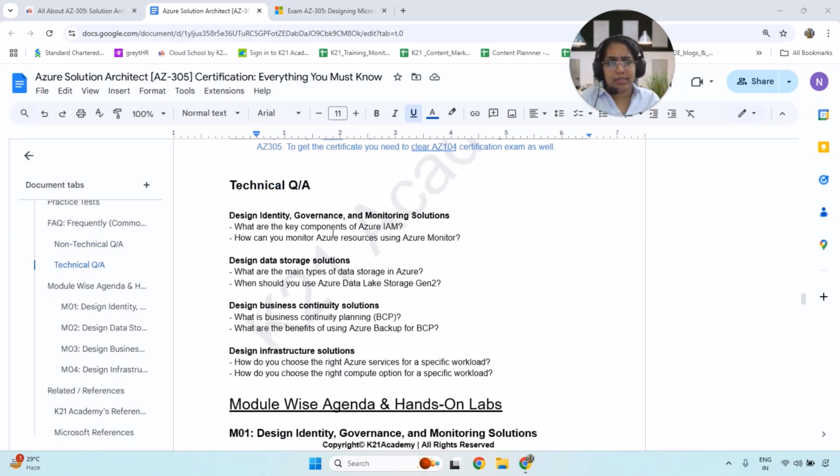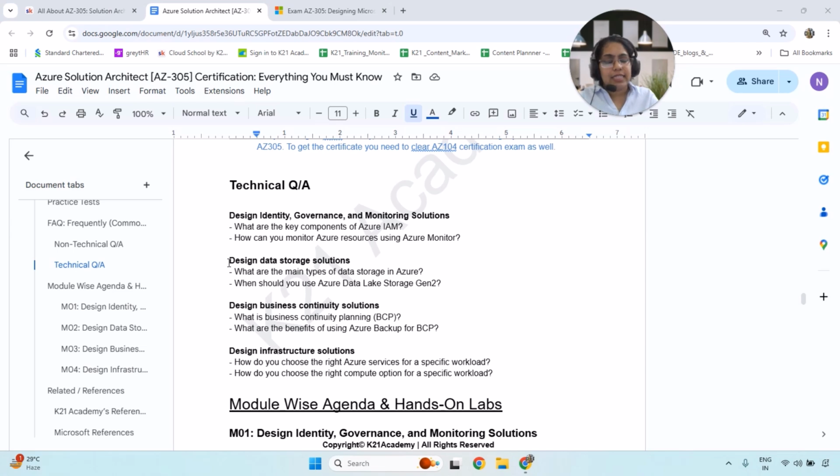Same with domain 2, which is design data storage solutions. These are the kinds of questions which you can expect. Coming to domain 3, where you are talking about design business continuity solutions, these are the kinds of questions which you can expect. Technical questions, FAQs, and those related to design infrastructure solutions, these are the kinds of questions which you can expect.